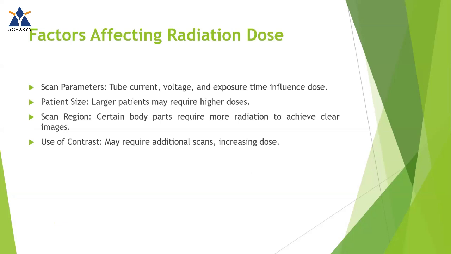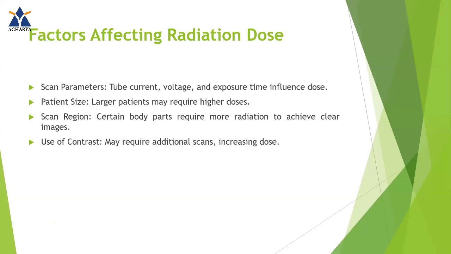So the factors that affect radiation dose, first is scan parameters. When we talk about factors affecting radiation dose, there are two types. One is direct factors, that are under the control of the radiographer or radiologist or technologist who is performing the scan, and indirect factors, that cannot be controlled by the radiographer, which are equipment protocol, equipment specifications and the patient size. So direct factors include scan parameters, that is tube current, voltage and exposure time, that is the amount of time the patient is exposed for a particular scan.